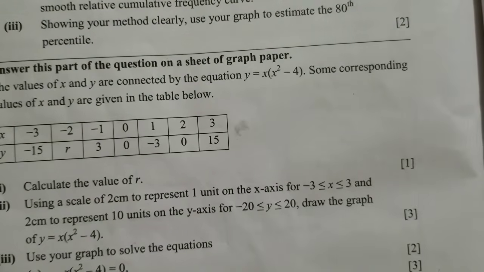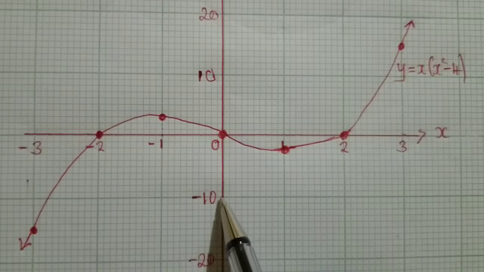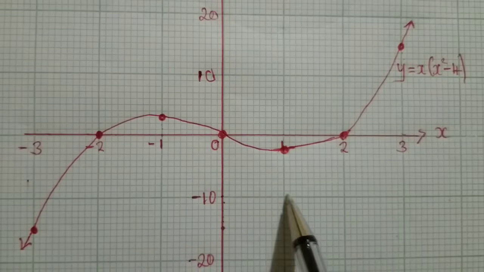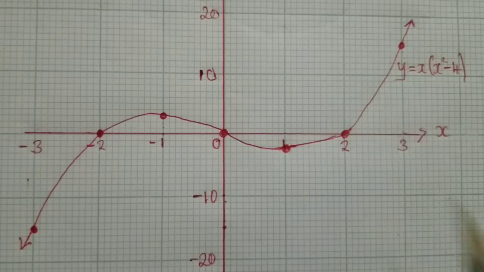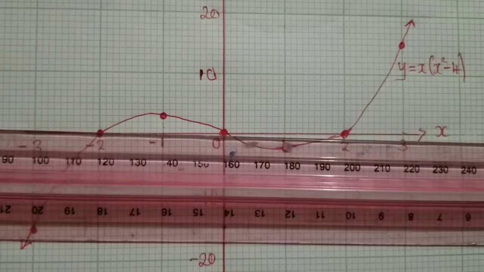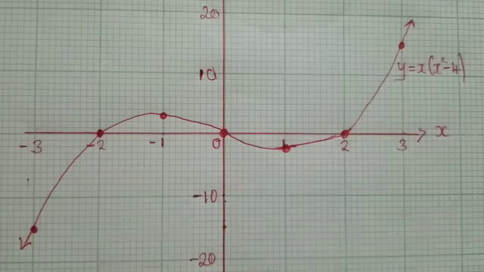Let's check on our graph paper. So when we say y is equal to 0, here it's y is equal to negative 10. y is equal to 0, it's here. y is equal to 10, it's a line which will go like this. So y is equal to 0, it will be this line. When you graph like this, this is y is equal to 0.